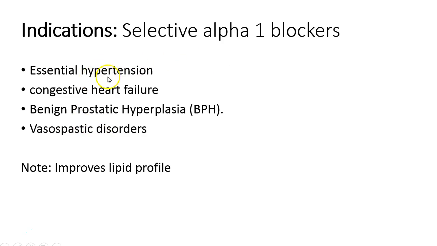Selective alpha-1 blockers are especially preferred when hypertension is associated with benign prostatic hypertrophy. If the patient has both, then this would be an excellent choice. Another good choice of alpha-1 blockers would be in patients who have hypertension and also dyslipidemia. If their lipid profile is not good, alpha-1 blockers are supposed to improve the lipid profile, and hence it would be a choice of drug in that condition too.